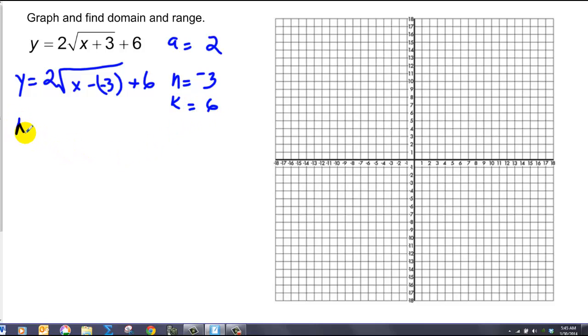So I get a new origin of negative 3 and 6. I have a y multiplier of 2. So let's find this negative 3 and 6 first.